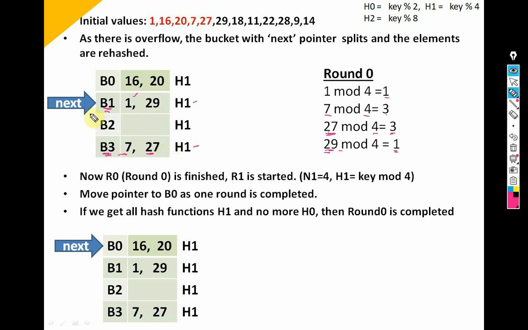Now the next should move down, but remember, when all the hash functions become h1 from h0, then round 0 is completed. We say round 0 is completed. There is no concept of h0. You observe here, this got converted to h1, h1, h1, h1. The hash functions got converted to h1. Now we say when h0 is eliminated, round 0 is completed.